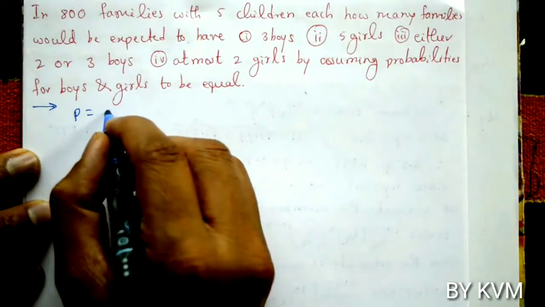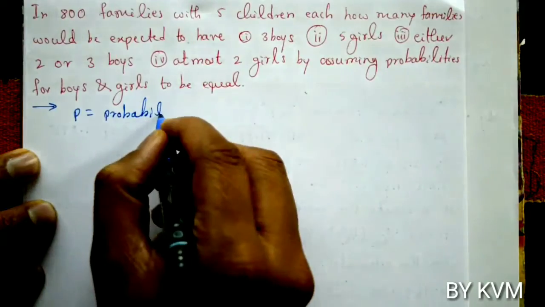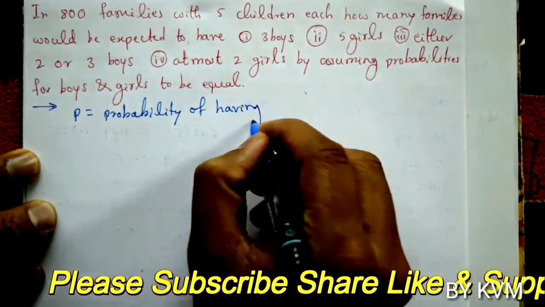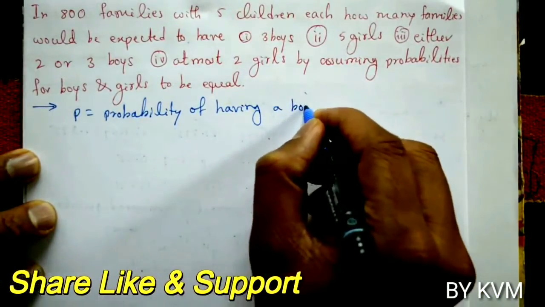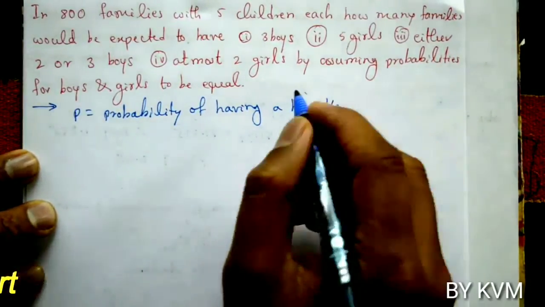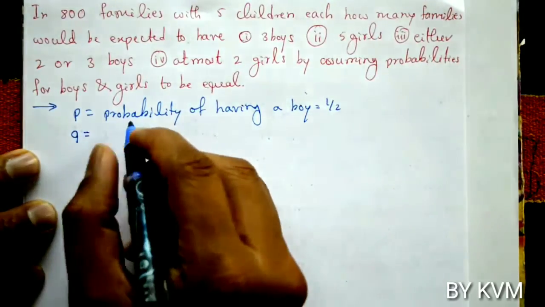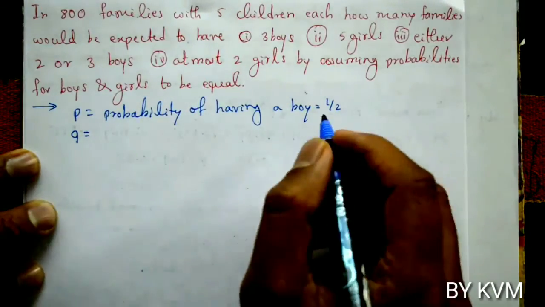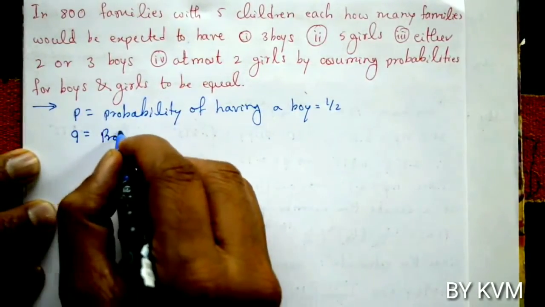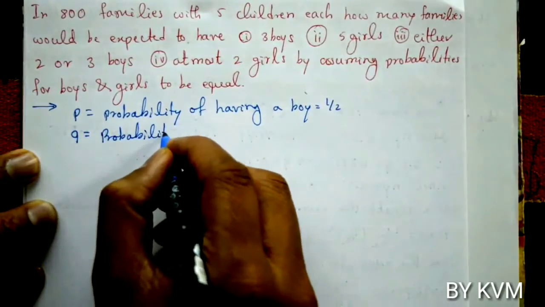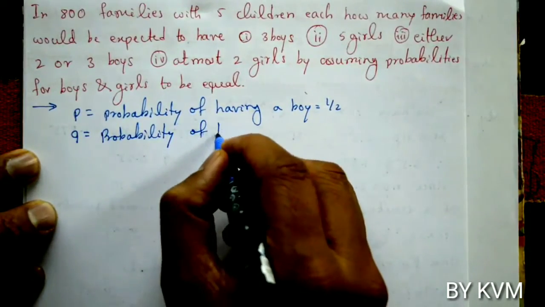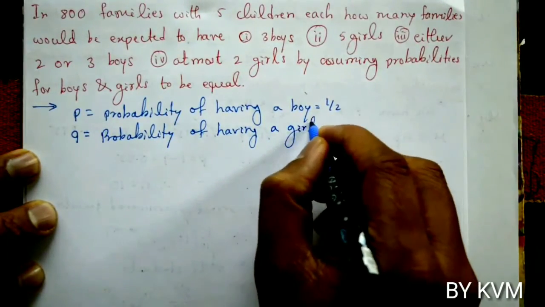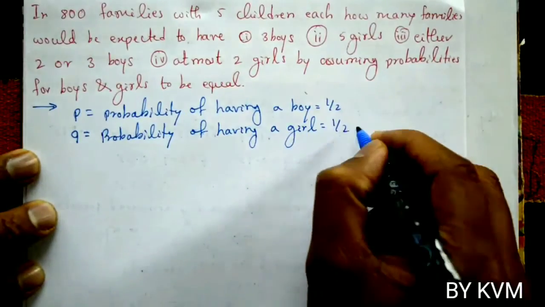So, p equals probability of having a boy. It is obvious, it is 1 by 2. In a family, if there is a child, it can be either a boy or a girl. So probability of having a boy is 1 by 2 and probability of having a girl is 1 by 2. Now p, probability of success, probability of having a boy is 1 by 2, q, probability of having a girl, is also 1 by 2.